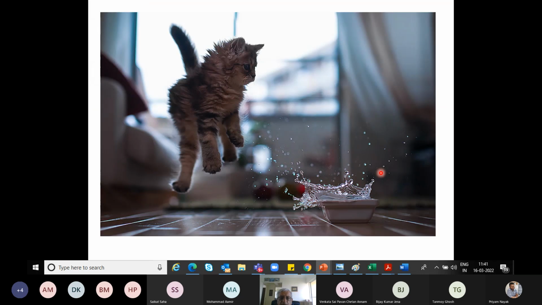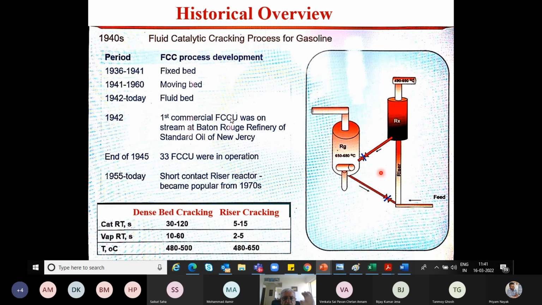And as we will see later on, if you toss the cat upside down, it will still land on its 4 feet. Similarly, the FCC unit, whatever disturbance happens, it will always stabilize to a new steady state. And you'll see that. We will discuss it and I will explain how it happens. So this is just a kind of summary of the historical perspective.